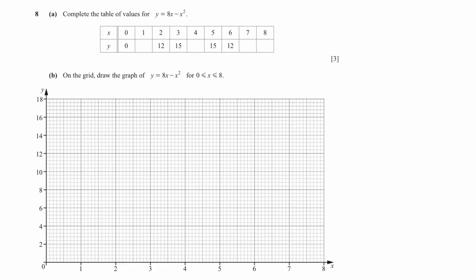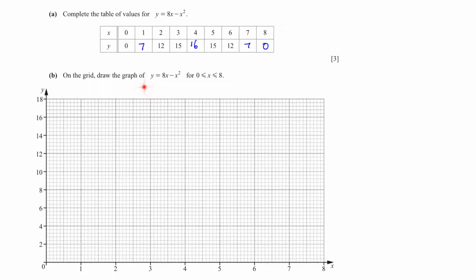Question number 8. Complete the table of values for y is equal to 8x minus x squared. In place of x, substitute 1, 4, 7 and 8. Remember to put in brackets your value and you will get when x is 1, y is 7. When x is 4, y is 16. When x is 7, y is 7. And when x is 8, y is 0.